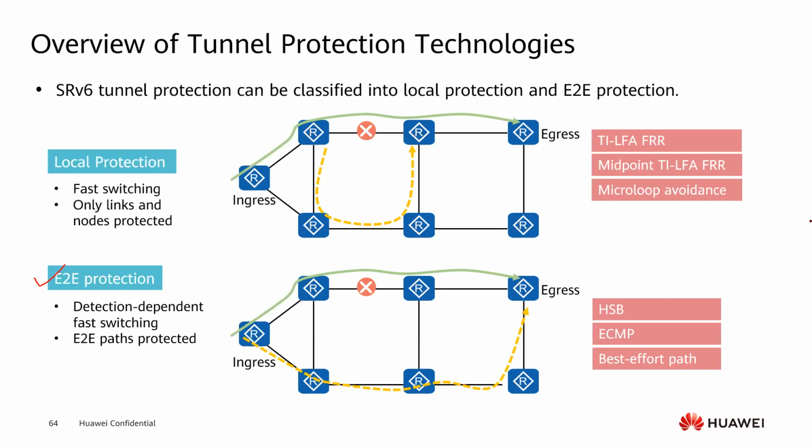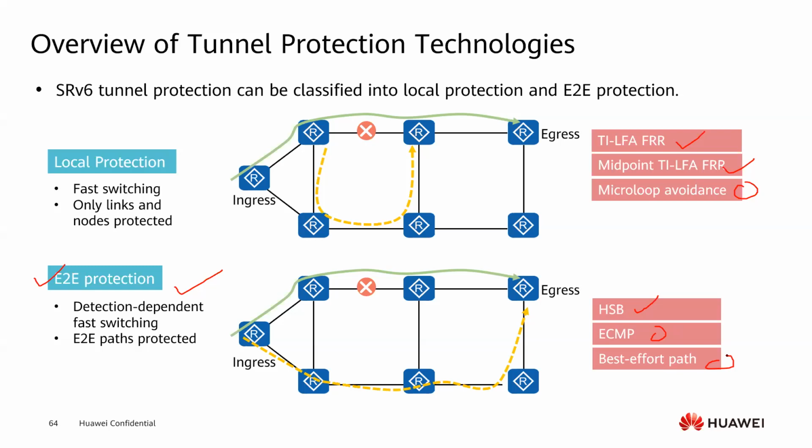For local protection, most of the time we will use the TI-LFA FRR and the middle point TI-LFA FRR. And we also will use micro loop avoidance. Those concepts are similar to SR-MPLS protection. And for end-to-end protection, we will use the HSB most of the time. But besides that, we can use ECMP or we can use the best effort path to do the end-to-end protection.